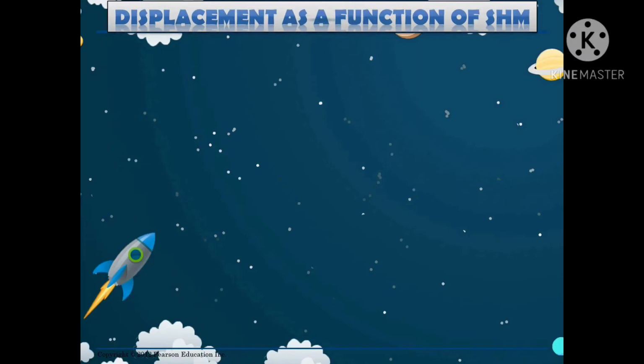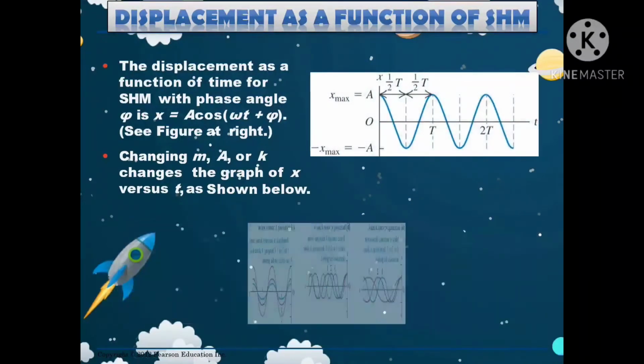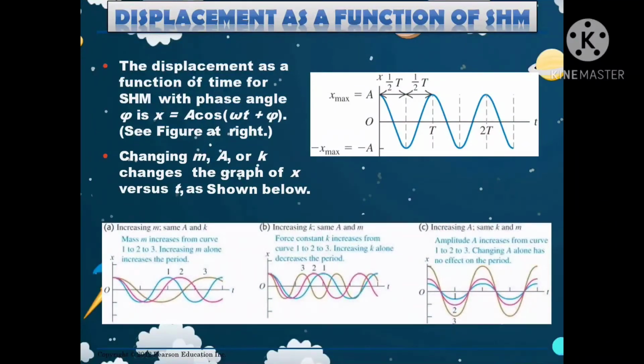Displacement as a function of time in simple harmonic motion. Given below is the formula for the displacement as a function of time for SHM with phase angle phi, and x versus t graphs showing the changes in the values of m, a, or k.